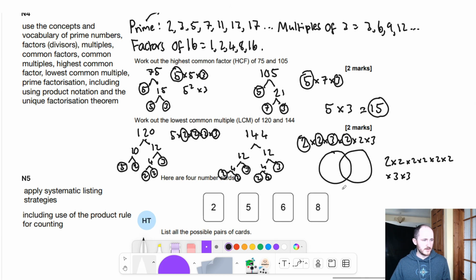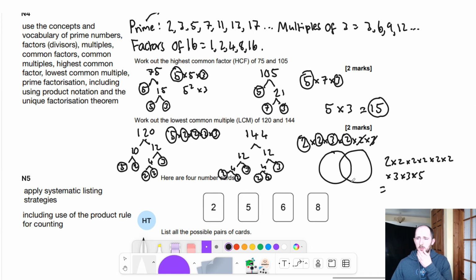And lastly, you're basically just going to times by any number that you haven't times by already. So I've already times by 2s and 3s, but there is another unique number, and that is a 5. So I'm going to times it by 5, and that will be my lowest common multiple.